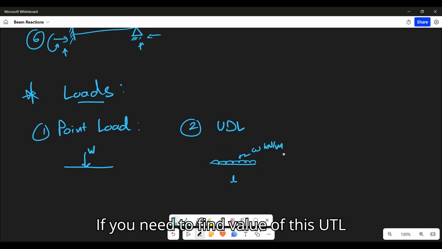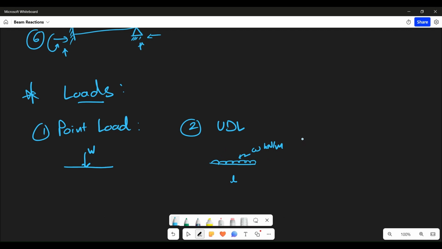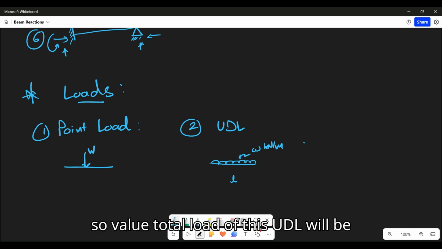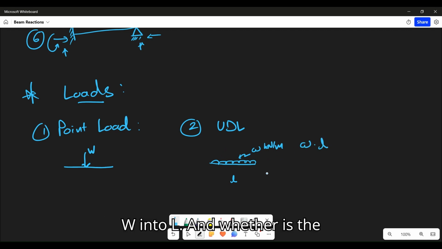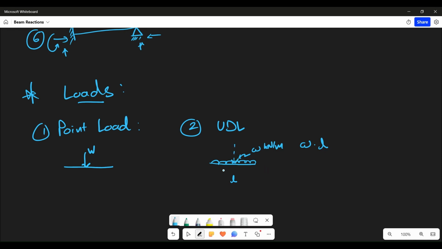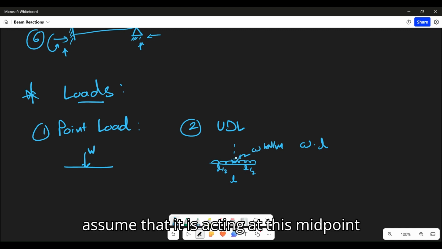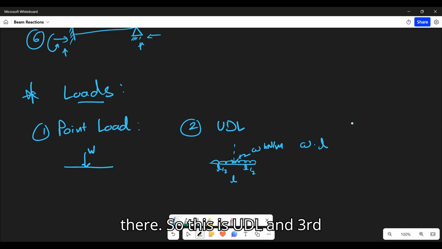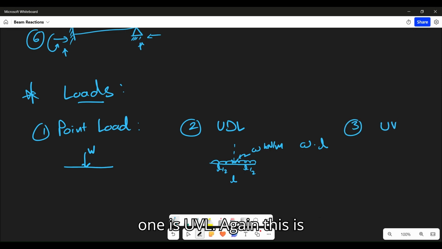Now, if you need to find the value of this UDL, the total load of this UDL will be W into L. And where is the location of this UDL? It is in the center, right? L by 2 from here and L by 2 from here. So if you need to find the location of this UDL, you just concentrate all the load at the midpoint, and we can assume that it is acting at this midpoint. Okay. So this is UDL and third one is UVL.